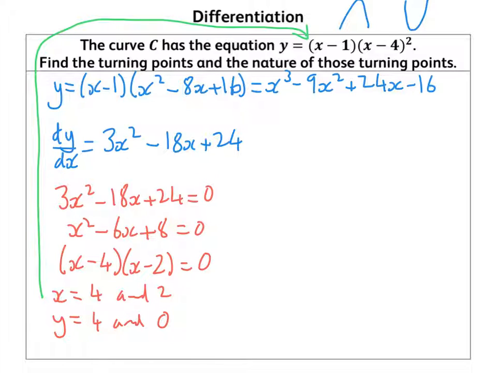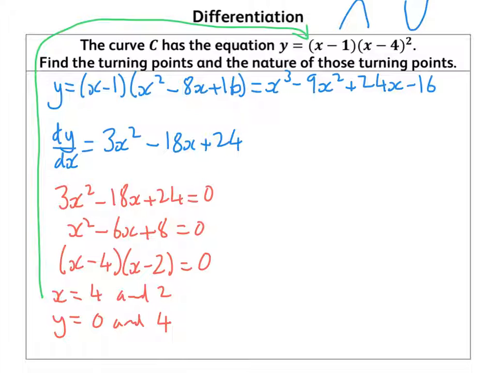Sorry, what am I doing? Sorry, I do apologise, I've done it the wrong way round. There we go. So it should be 0, sorry, and 4. Okay, so there you go. The points where the gradient is 0 are 4, 0 and 2, 4.